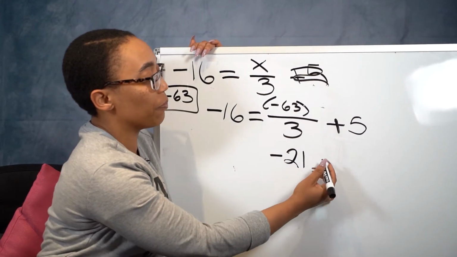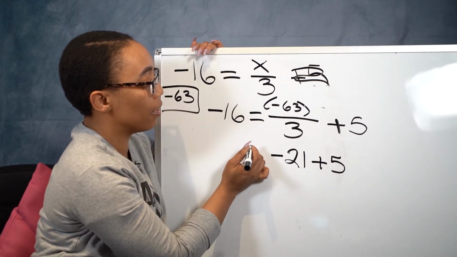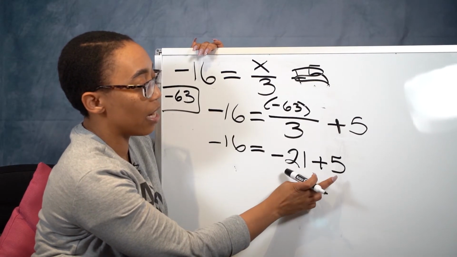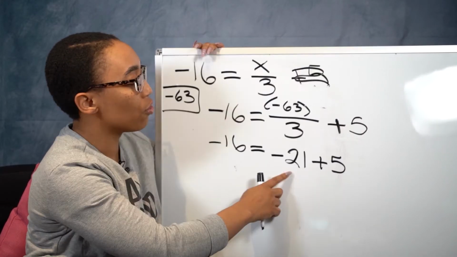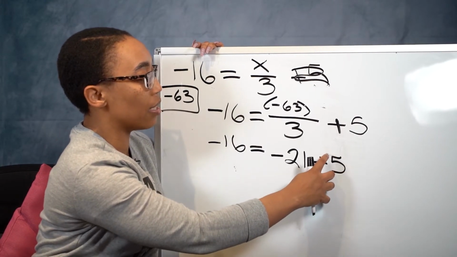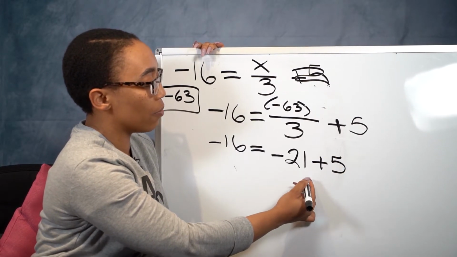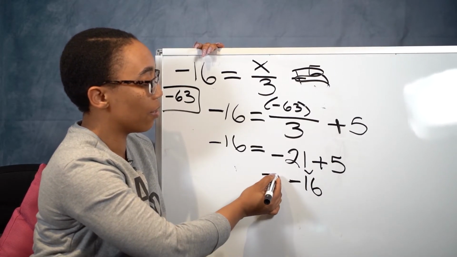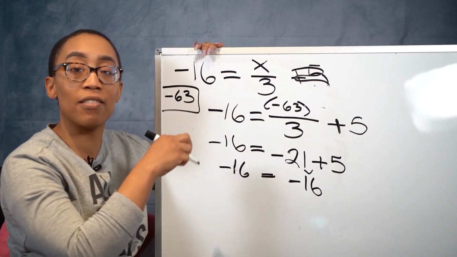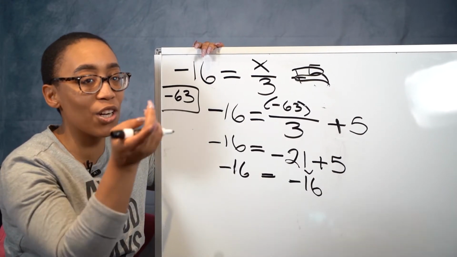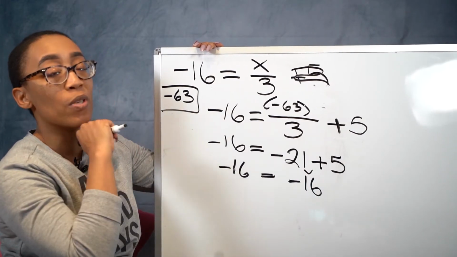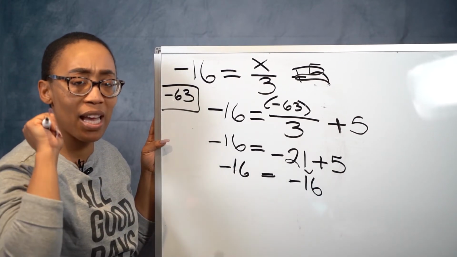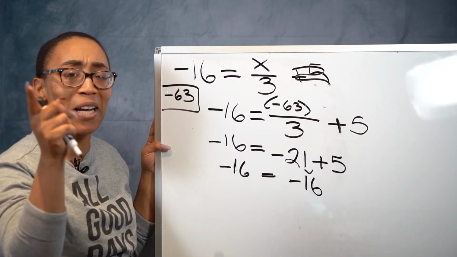Whoop, my board almost fell. Plus 5 over there, and then we have 16 over here. All right, so then we're going to add a positive number and a negative number. So 21, 20, 19, 18, 17, 16. So we have, and don't forget the negative, negative 16 over here, and look at that, negative 16 over here. So that's how you know we got the right answer, which was negative 63. So that being said, that is how to solve two-step algebraic equations.